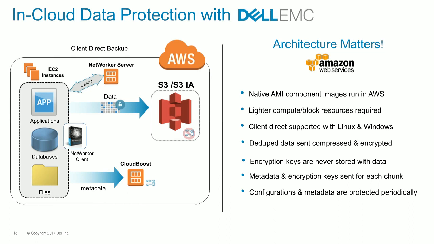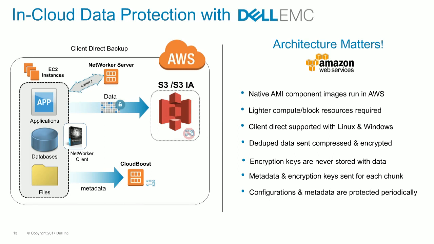You're able to run here EC2 instances, as you see there on the left-hand side, whether it's the applications, databases, files, and they can be protected with Networker, just as you would in your own local data center. But instead of sending that to a Data Domain, for instance, or a file share, you can send it directly to the object cloud. Now, what does that mean? Well, if it sits all in AWS, there's no ingress or egress charges.